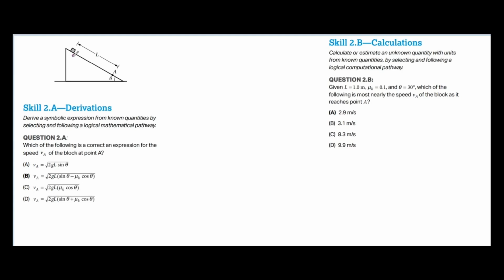So I have my FG going straight down as usual. We got our normal force up perpendicular from the surface, and then we have our force of friction opposing the slide as it's going down. And we have our perpendicular and parallel components.